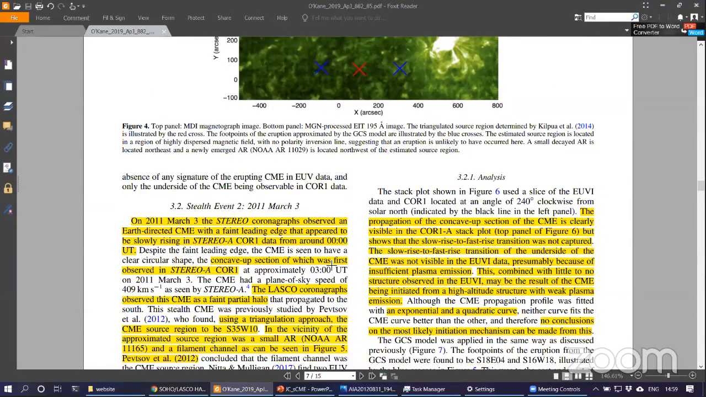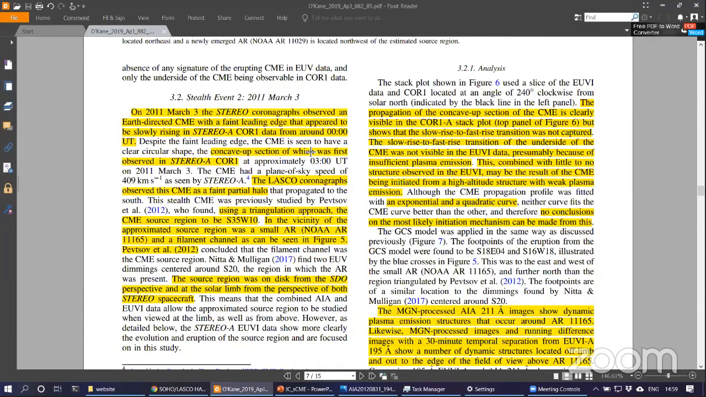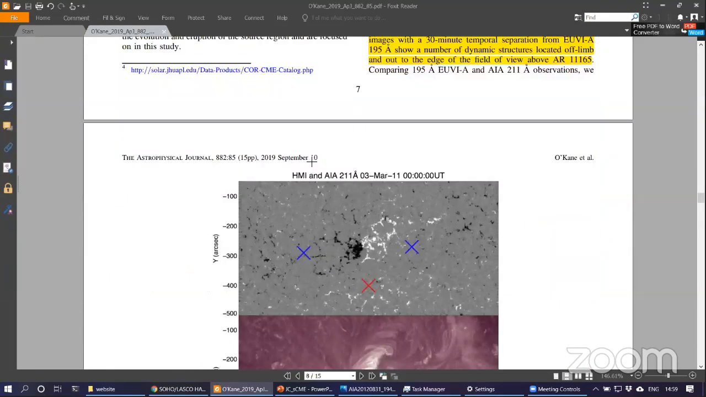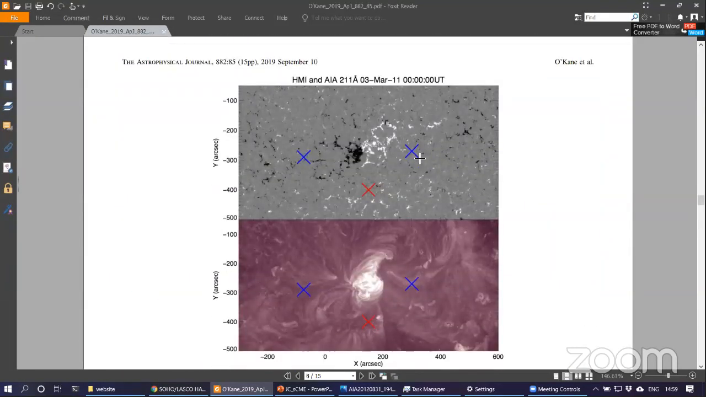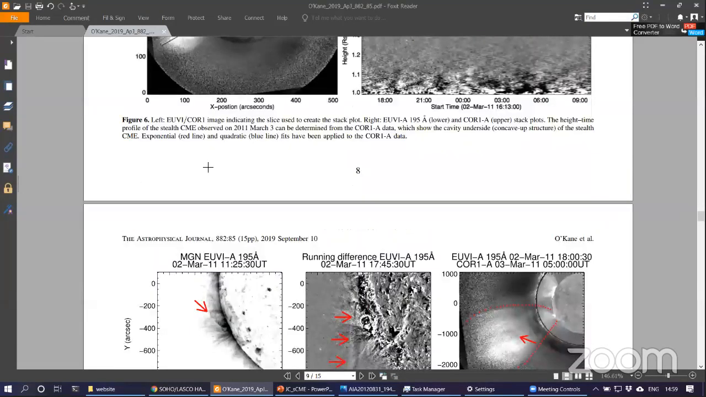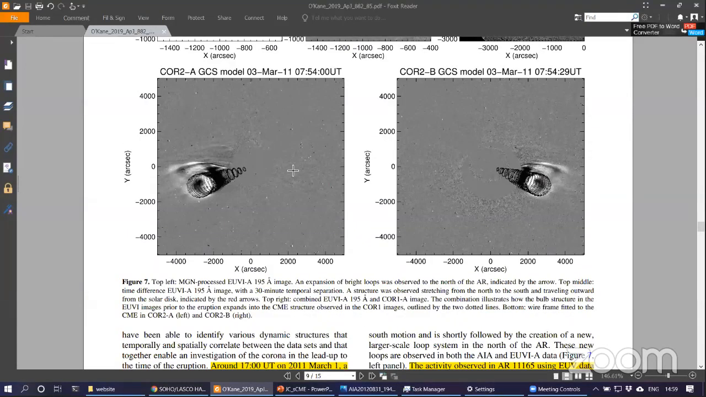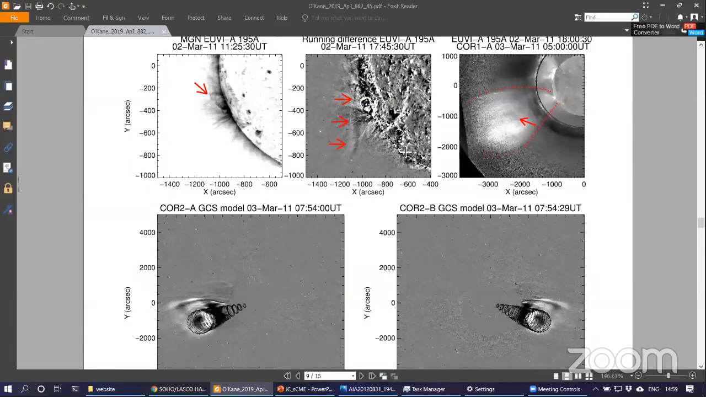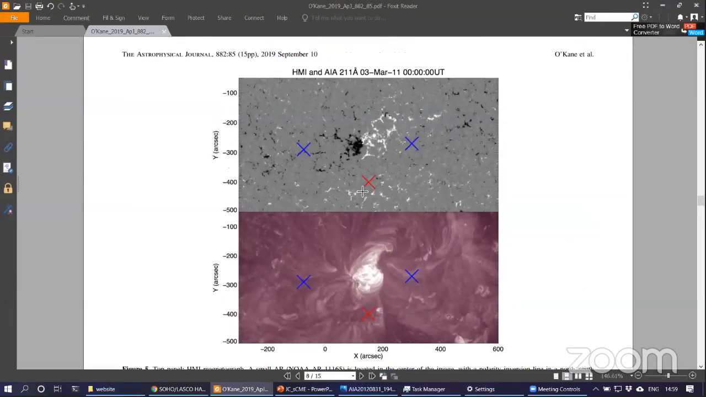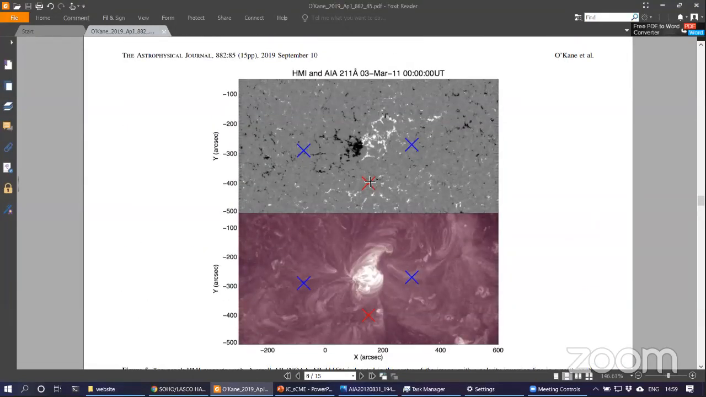Again they have tried to localize the foot points. Here again, the blue one is from the modeling, by just fitting the GCS model and finding the location, and the red one is again from a previous study. Here again, you can see there is one active region located in between all the speculated source regions for this particular event.